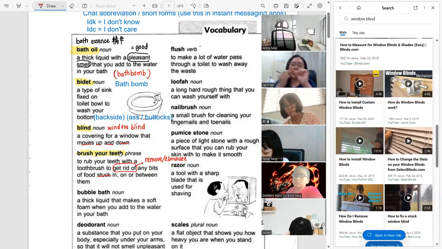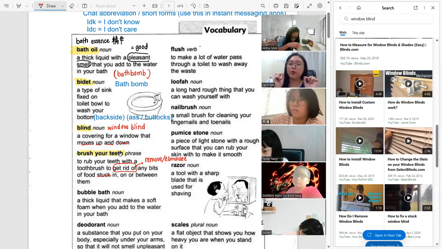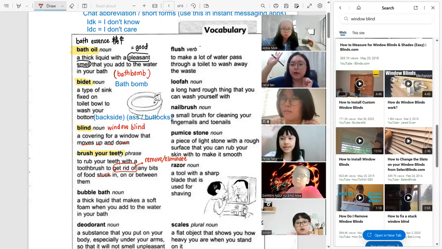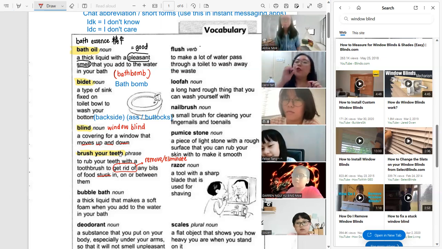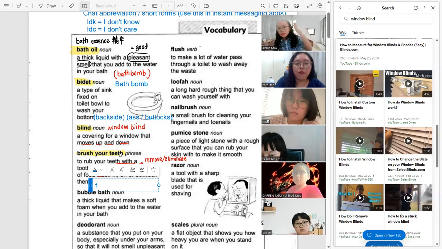Okay, what about this thing? In Chinese it's called 牙线. How do you call 牙线 in English? Anyone here knows it? Yes. What is it? Floss. Floss, correct. Floss your teeth. Everybody, you can write over there. It's called floss your teeth.